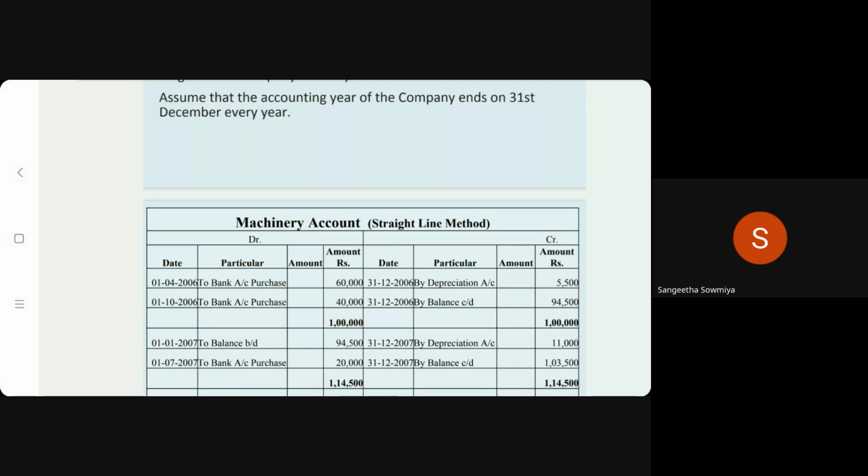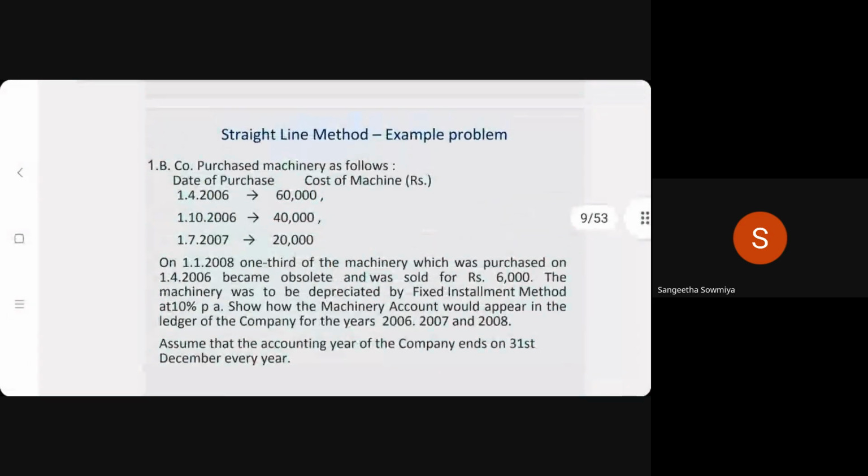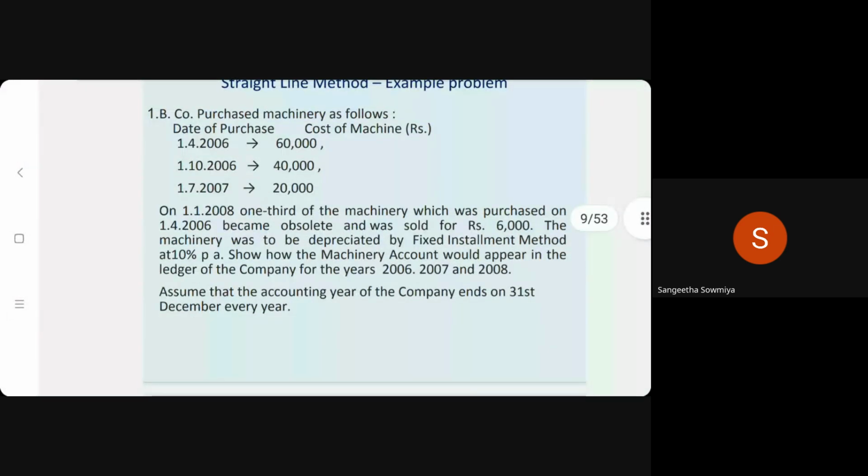How many months have you utilized it? Only a quarter, you have purchased. 9 months, ma'am. 9 months. So here under the straight line method, a percentage is given in your problem itself. Fixed installment method, 10%. The straight line method is otherwise called the fixed installment method, another name. Right? So it is the fixed installment method, that is 10%.